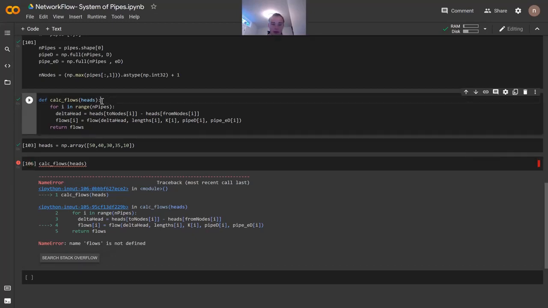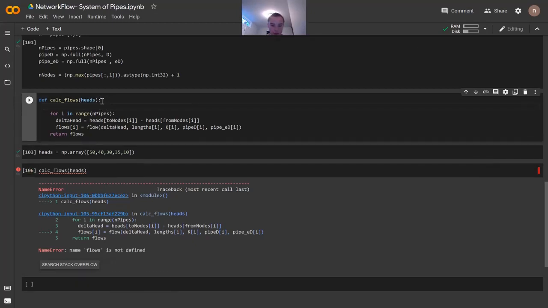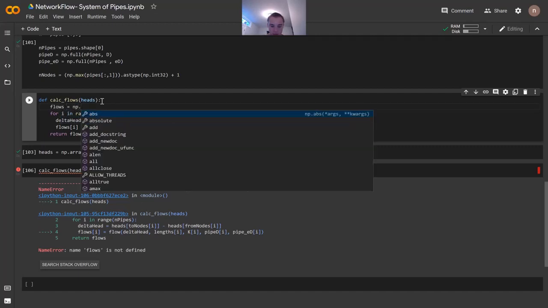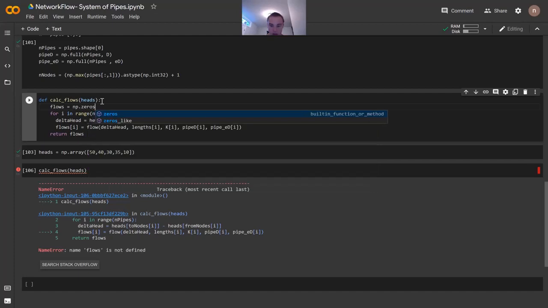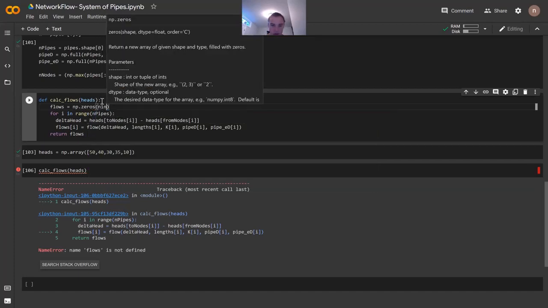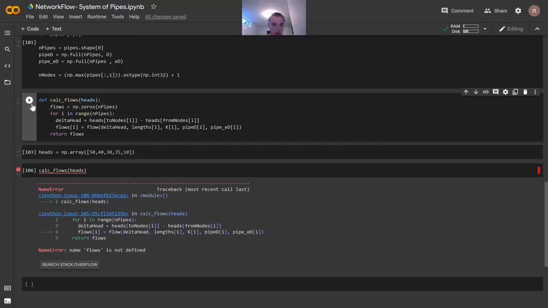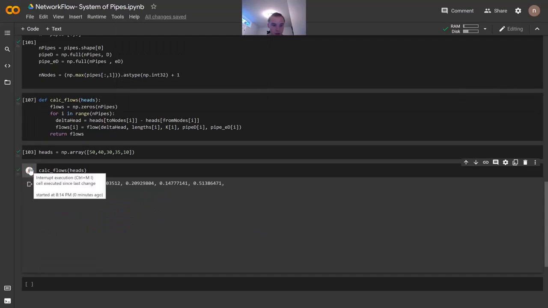So we need to specify an initial value for our flows. To do that, we're going to make sure our flows start from 0. So we'll have the np.zeros, and we'll make sure that in our pipe system, for the number of pipes, the flows will start at 0. So that should iterate through, and boom.